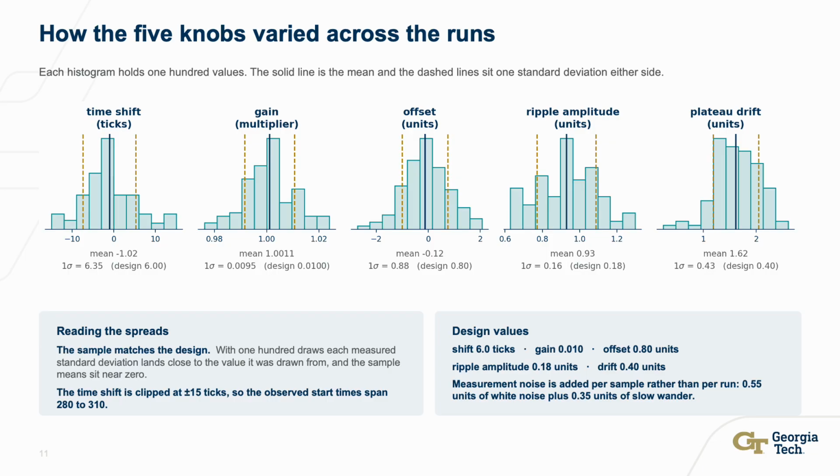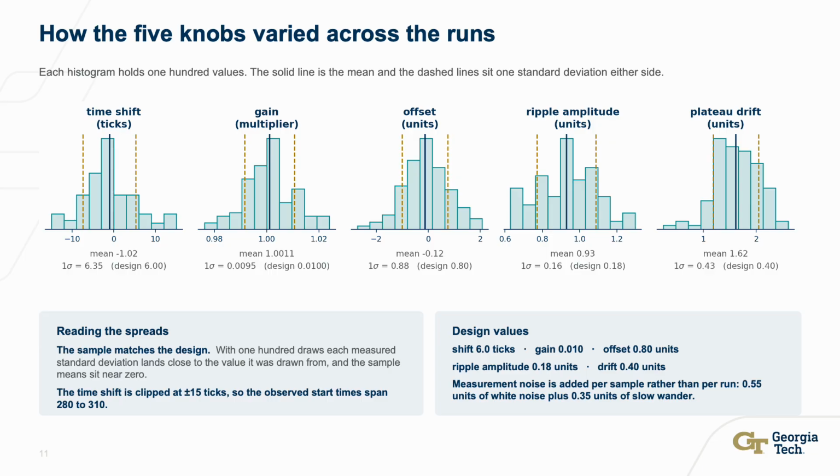Two things worth pointing out. The measured standard deviations land close to the values they were drawn from, which is what 100 samples buys you. If you had 20 runs instead, these estimates would be off by 20 to 30%, and some of the analysis later would be much less clean. The second point is that the measurement noise does not appear here because it is drawn per sample rather than per run.